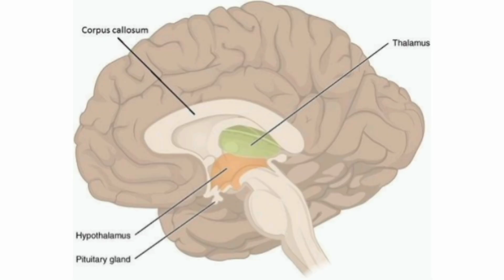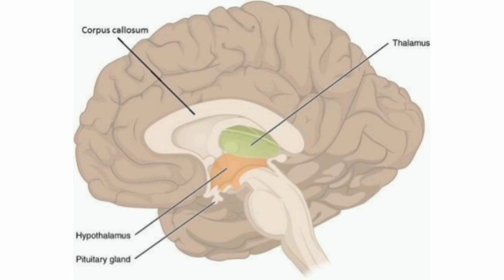The diencephalon is divided into the thalamus and the hypothalamus. The thalamus serves as a gateway for relaying sensory signals originating throughout the body to the cerebral cortex. It is also involved in emotional and memory functions.